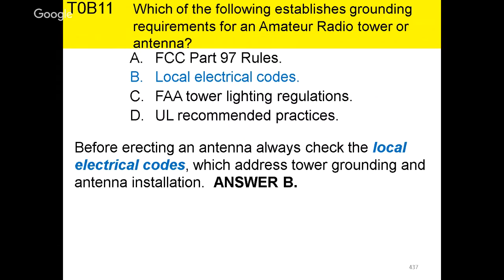Typically, you want to drive an 8-foot ground rod into the ground and ground your tower. It also helps to protect from lightning and also discharge static charges in the air that might be there and get them down to ground. But the local electrical codes basically establish the grounding requirements for your amateur radio tower or any tower for that matter.